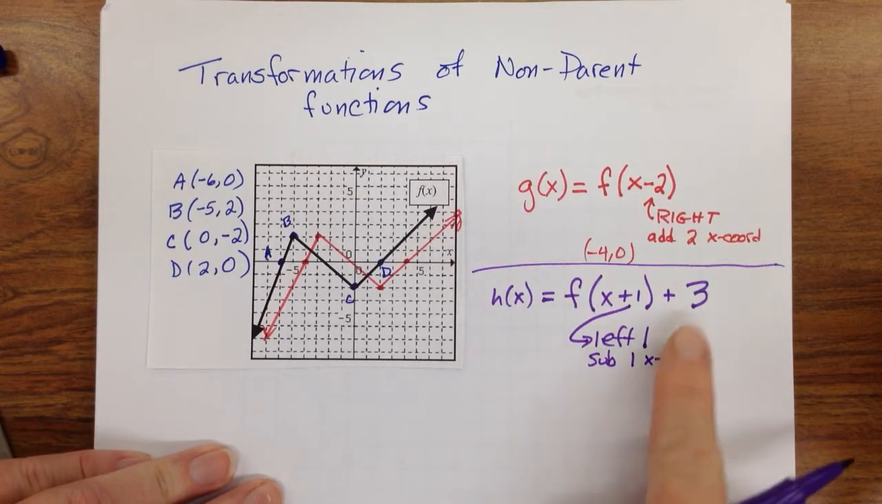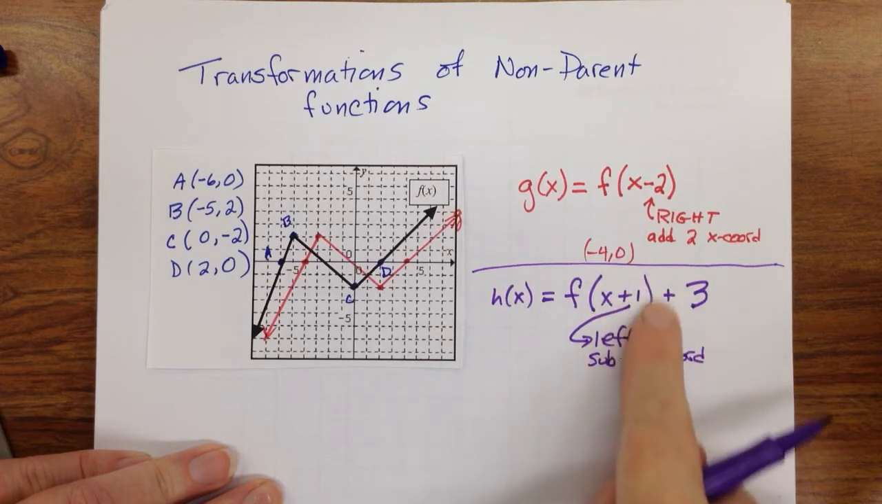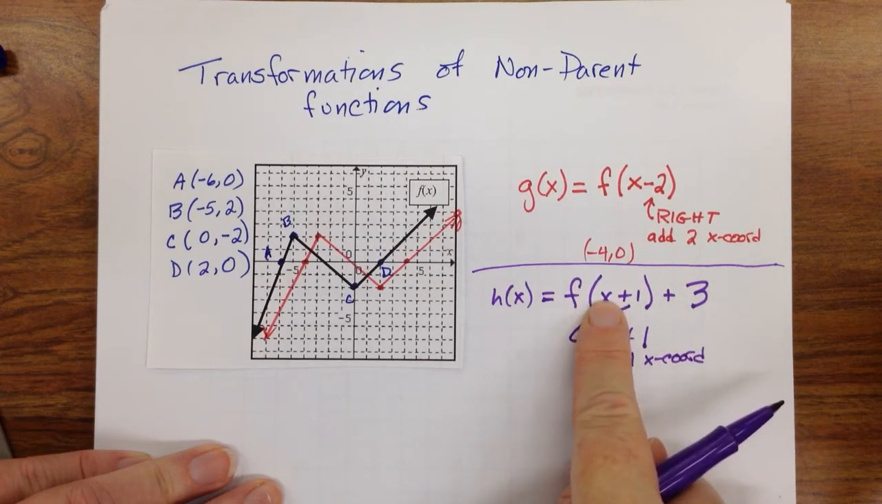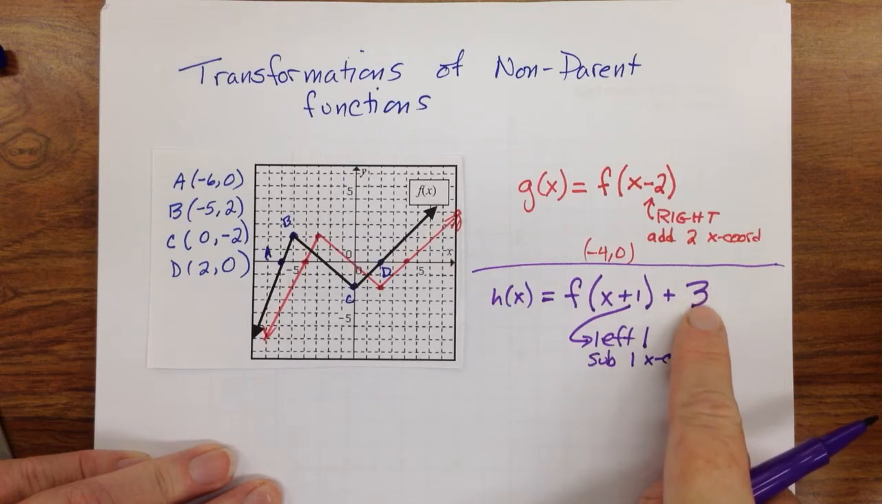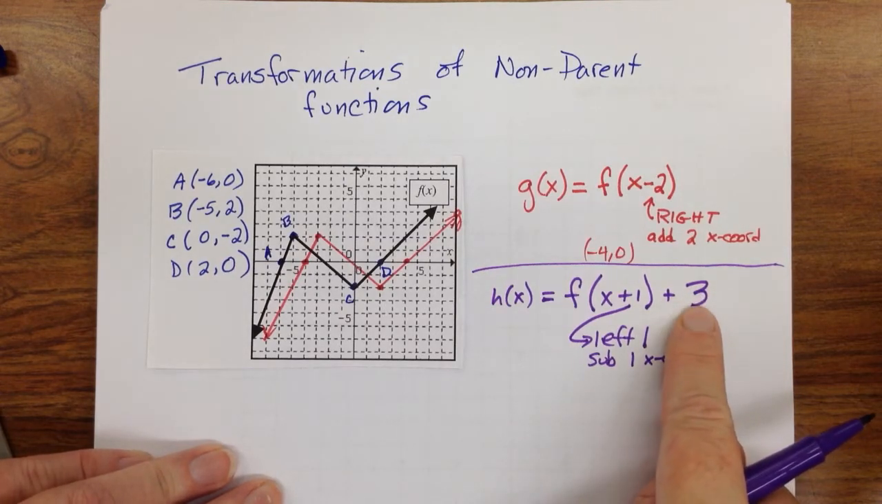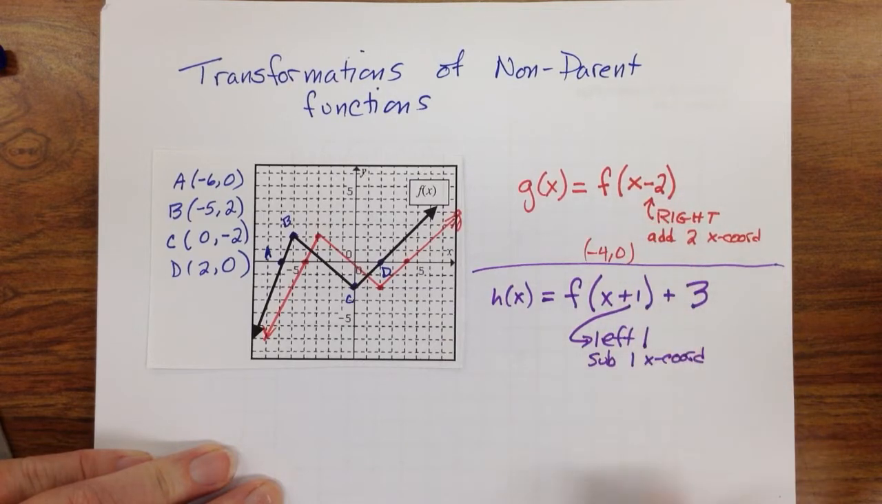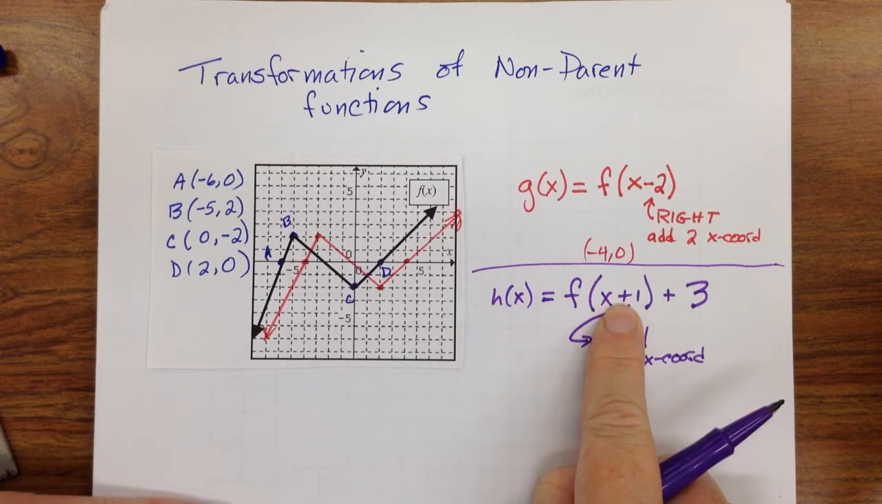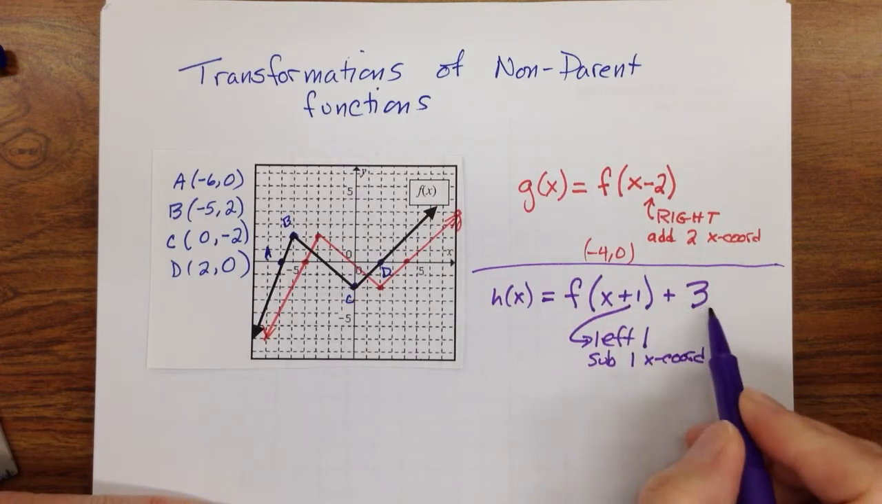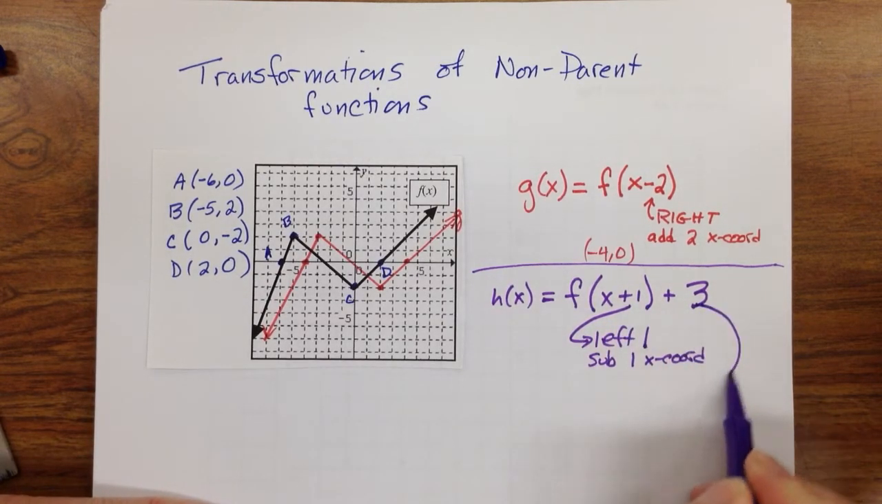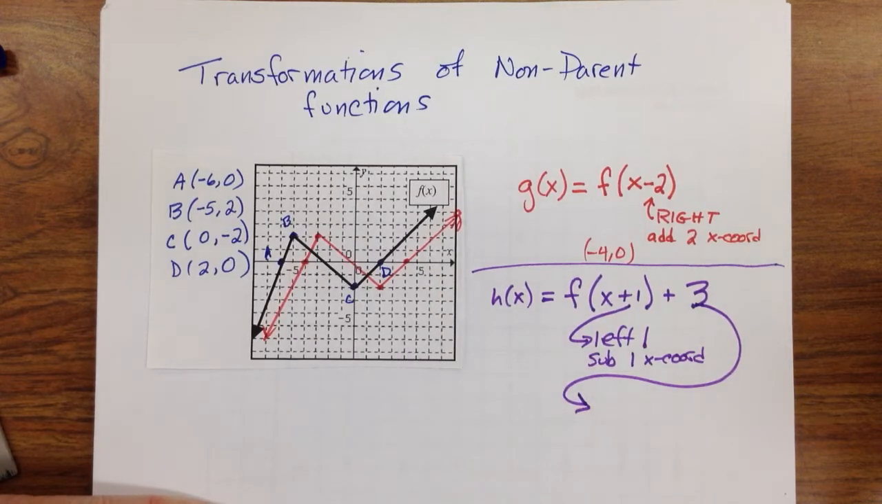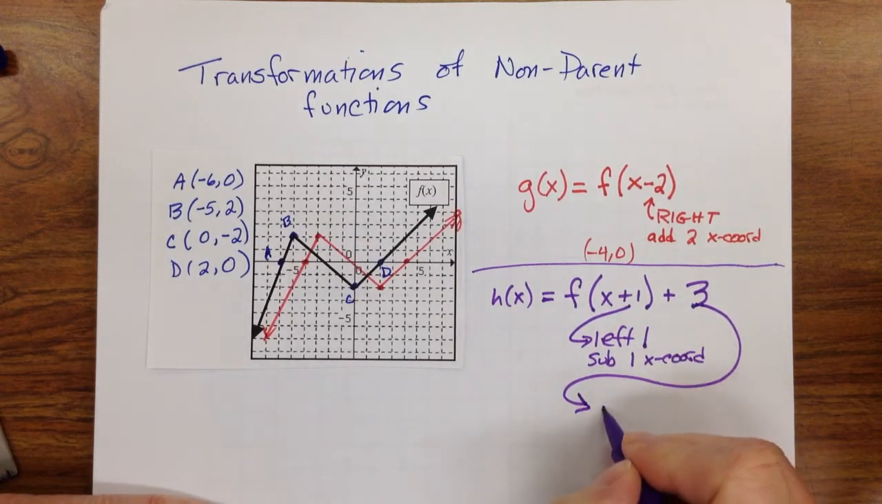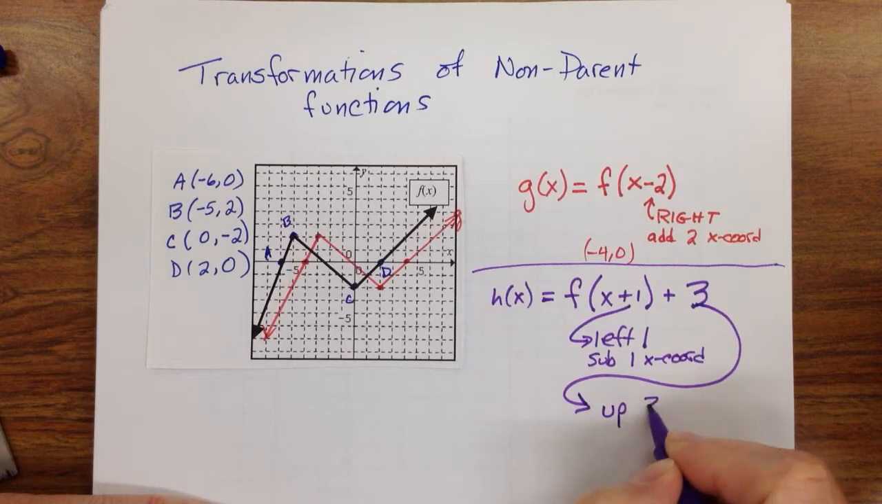However, do you see this +3? Not in with the X value. It is not going to change the X coordinates, it will change the Y coordinates, and Y coordinates are uppy downy things. Unlike the X, we do not do anything backwards, you do what it says. So this right here, I know, is going to move the graph up 3.